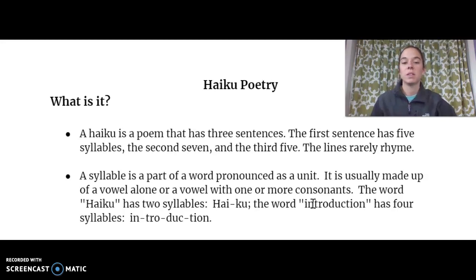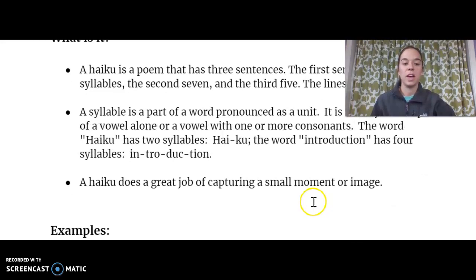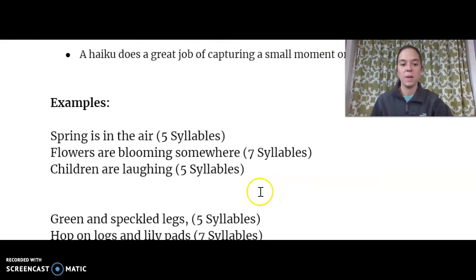But for haiku, you need to know this because in your haiku, there's going to be a certain number of syllables per line, okay? Haikus are really nice for capturing a small moment or an image. They're just a quick little poem to bring the reader to a quick moment with you. Okay, so here are some examples. Spring is in the air, flowers blooming somewhere, children are laughing, right? So if we counted the syllables here, we get 5, 7, 5. Spring is in the air, flowers are blooming somewhere, we got 7. Children are laughing. So again, you're going to count out those syllables, it goes 5, 7, 5, boom, done.